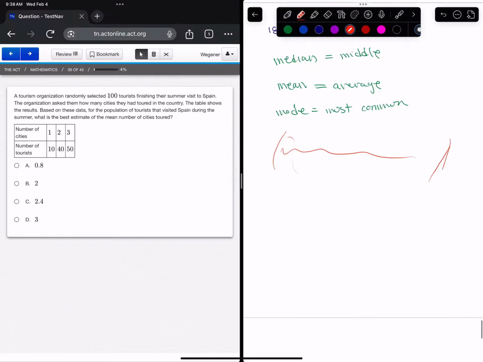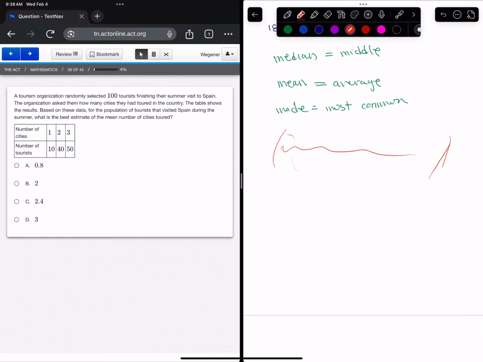Next one. So an organization randomly selects 100 tourists finishing their summer visit in Spain. The organization asked them how many cities they have toured in the country. The table shows the results. Based on this data for the population of tourists that visit Spain during the summer, what is the best estimate of the mean number of cities toured?